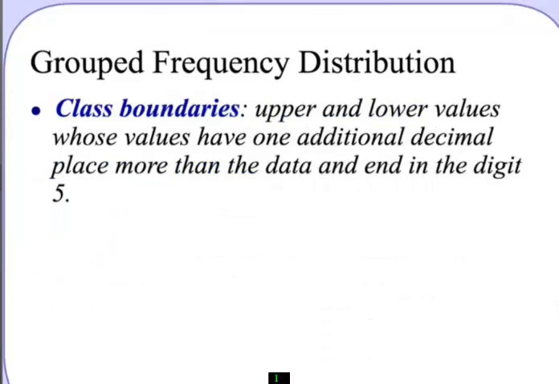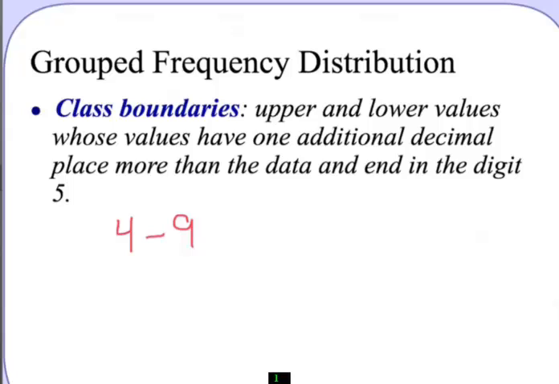Class boundaries are a little bit different than class limits. They're the upper and lower values whose values have 1 additional decimal place more than the data, and they end in the digit of 5. So let's say that you had a class that had a limit of 4, started at 4 and ended at 9. So this is your lower limit, and the 9 is your upper class limit.